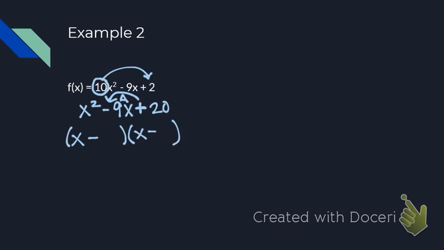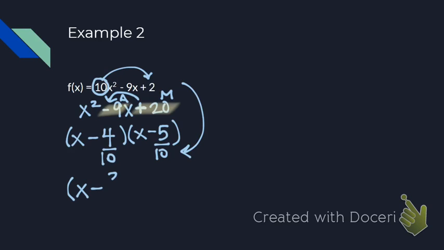Now we're going to add to 9 and multiply to 20. And that is 4 and 5. If I do a negative 4 and a negative 5 and I add them together, I do in fact get negative 9. And if I multiply a negative times a negative, I do get positive 20. So now we have to remember that we were swinging on a swing and that naturally we have to swing back. So we're going to divide by 10.